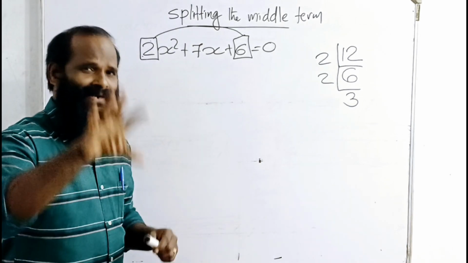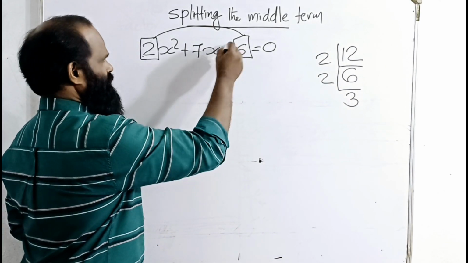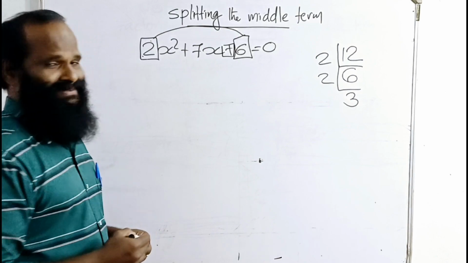With the 2 numbers we make, now this sign is important. The sign before the constant is important.